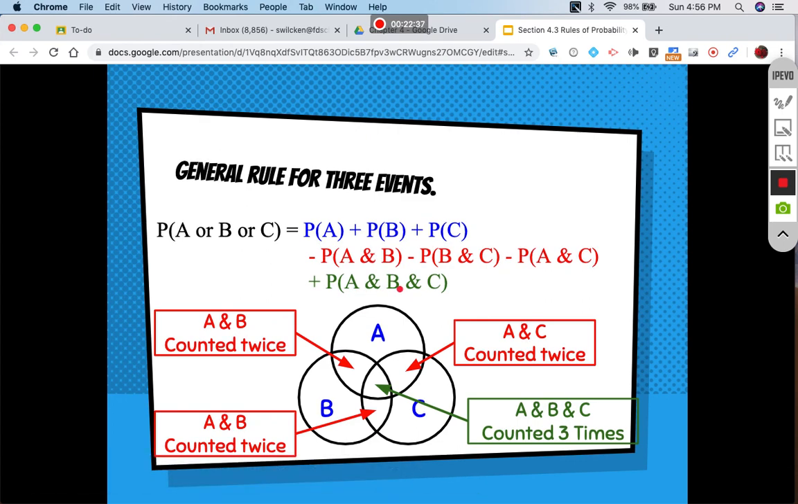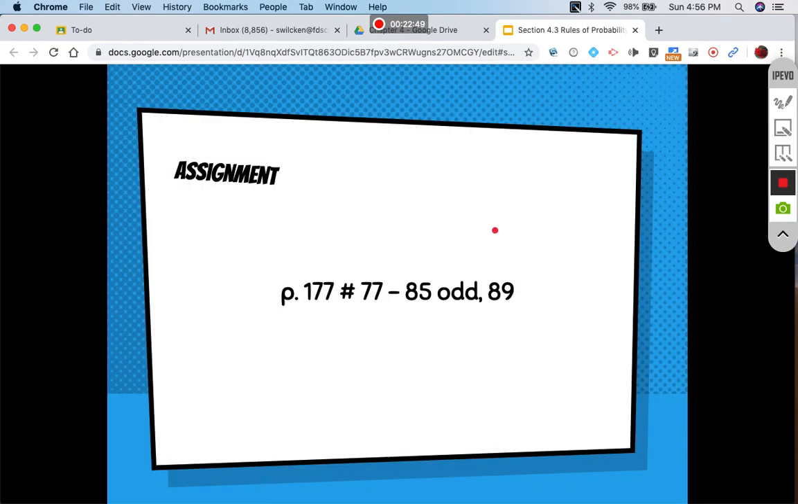So as we get more and more events, the general rule gets more and more complicated, and we might want other ways to look at that. But that's kind of where we're going to go for now. So here are some problems that you can work on.